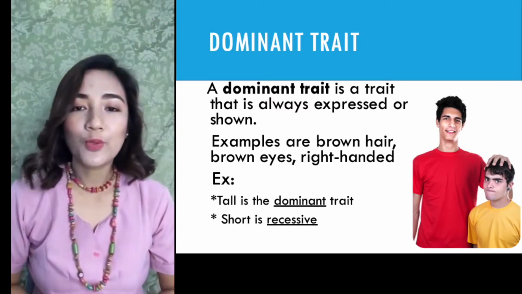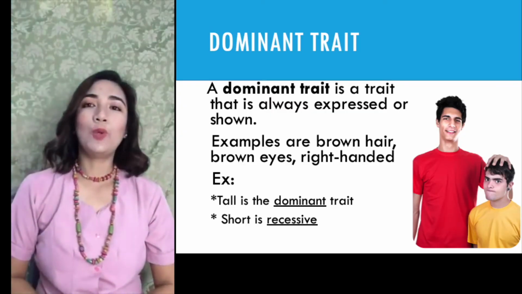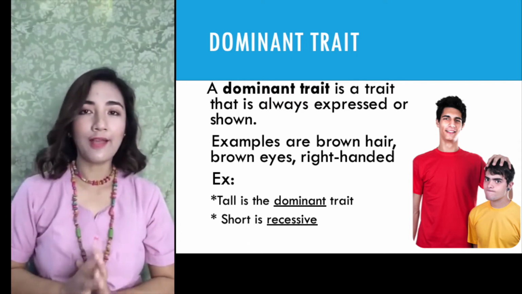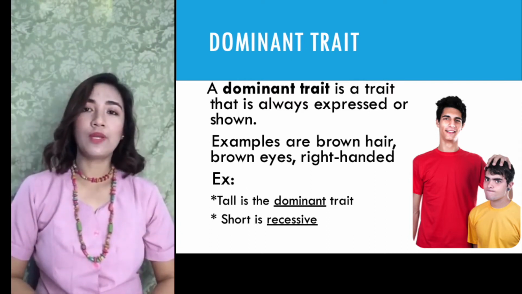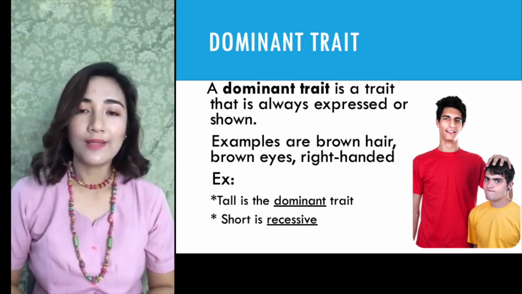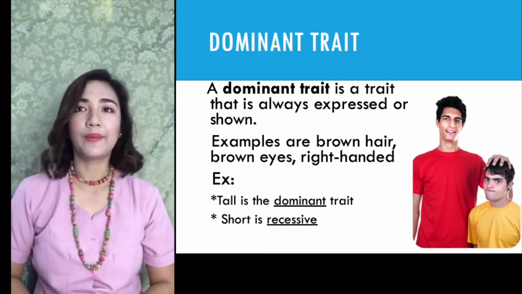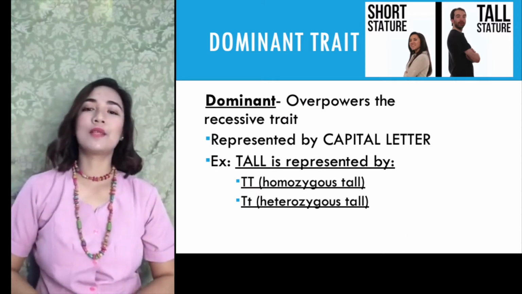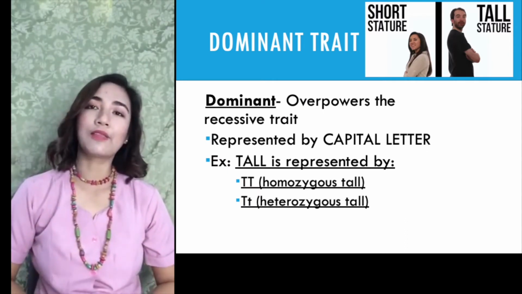Dominant trait, my dear students, is a trait that is always expressed or shown. Examples are right-handed. Tall is the dominant trait. So this is what is seen, the way you look. Okay? It overpowers the recessive trait. Usually, this is represented by a capital letter.